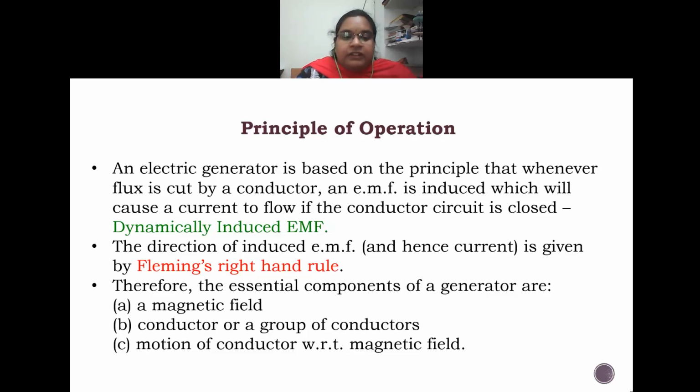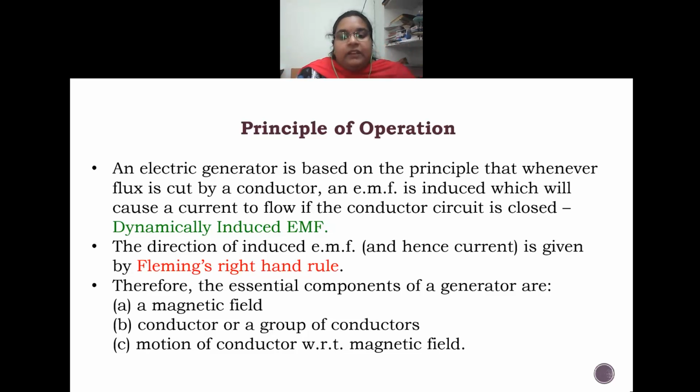The third one is motion of the conductor with respect to the magnetic field. If we just have a magnetic field and a conductor, that doesn't induce any EMF in the conductor. So we need a magnetic field as well as a conductor, and this conductor should move in the magnetic field, or at least the magnetic field should move relative to the conductor. We need a motion of the conductor with respect to the magnetic field.